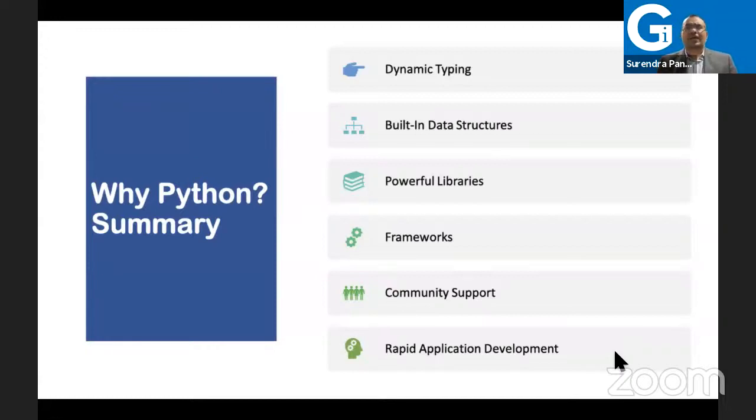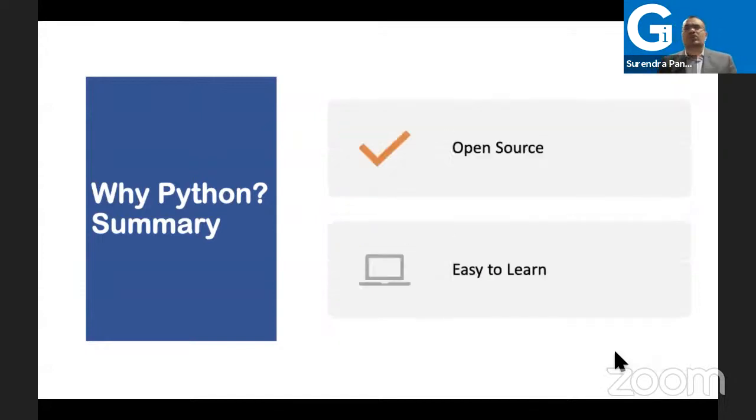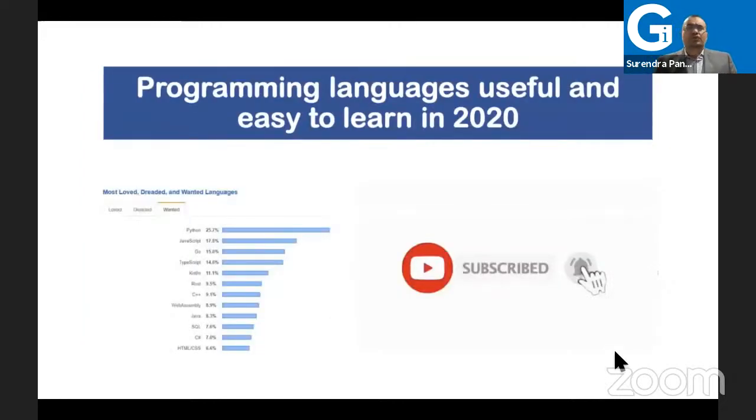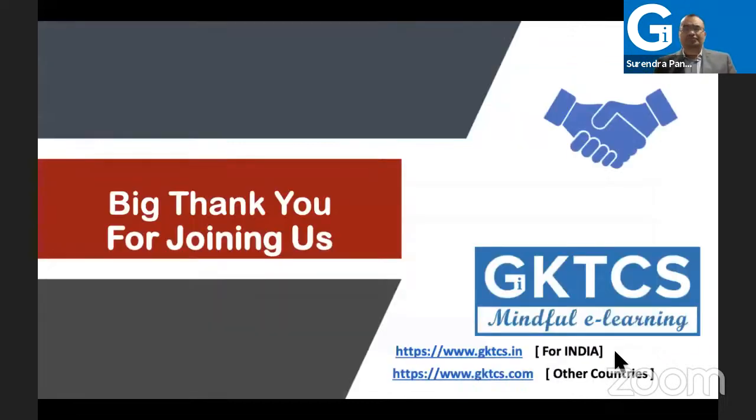The powerful features like dynamic typing, built-in data structures, powerful libraries, the kind of frameworks which you're having the support for, and rapid application development, and all those things are already there as open source, so you're not paying for a license here, and it is very easy to learn. So yes, it has been found in the statistics that this is one of the most useful and easy to learn languages in 2020 also.